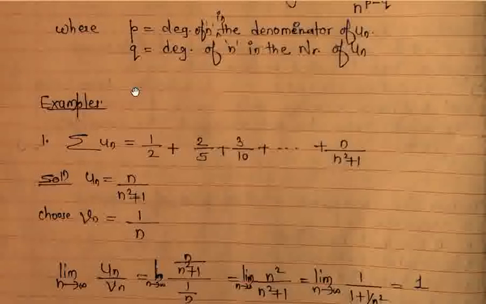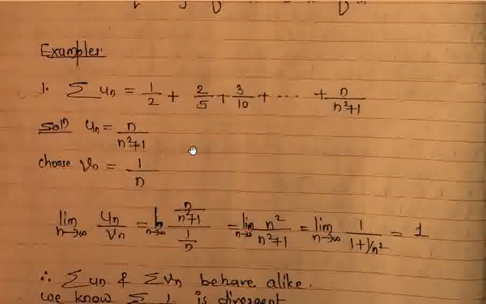Here's the example. So the sum of un is this. Here n is 1, then 2, then 3, etc. n squared plus 1: 1 squared is 1, plus 1 is 2; then 2 twos are 4 plus 1, which is 5; 3 squared is 9 plus 1, which is 10. So un is that, and vn is going to be 1 divided by n to the power of 2 minus 1, which is 1.